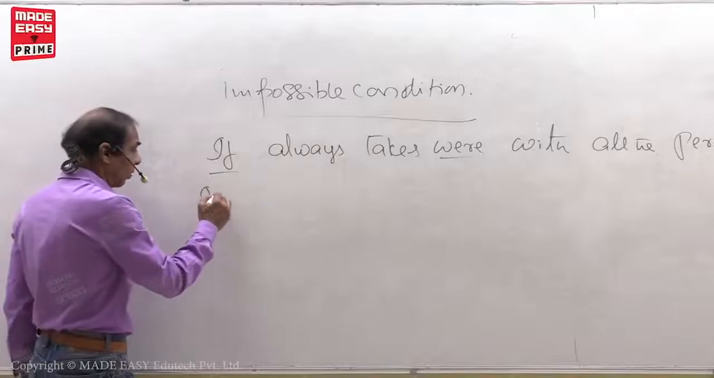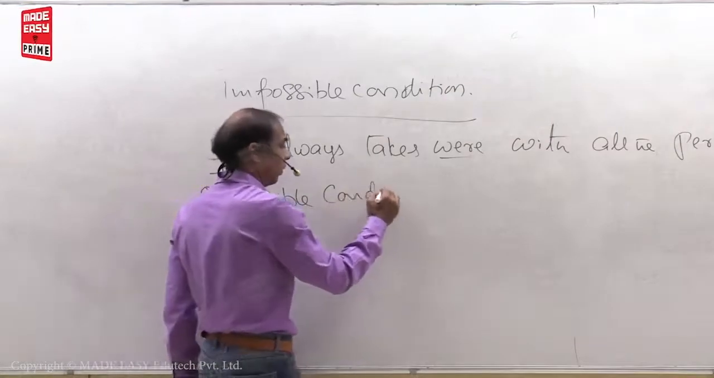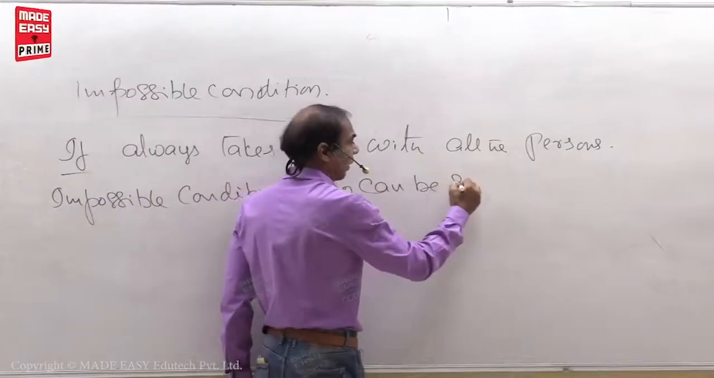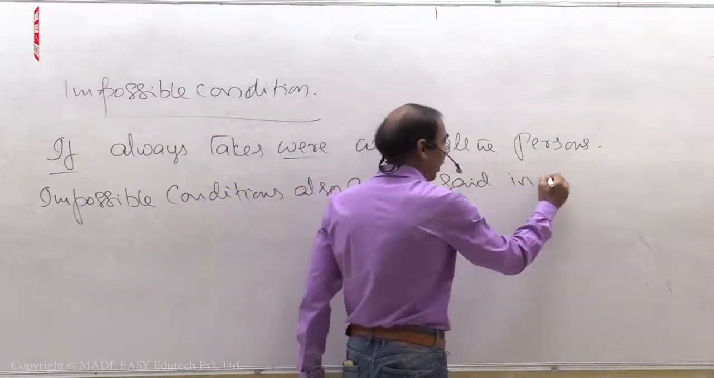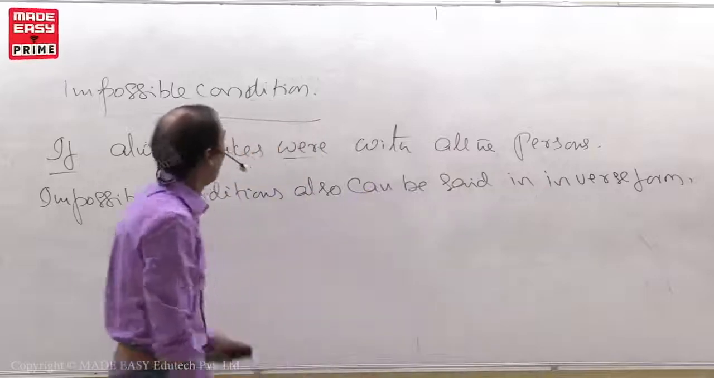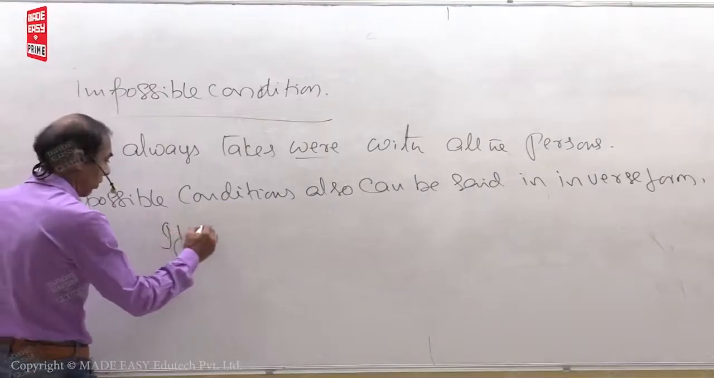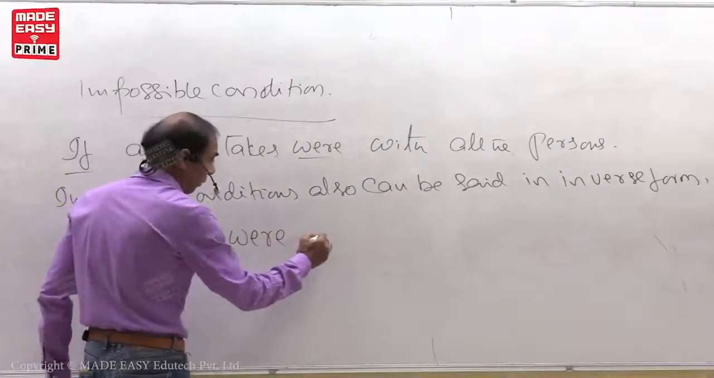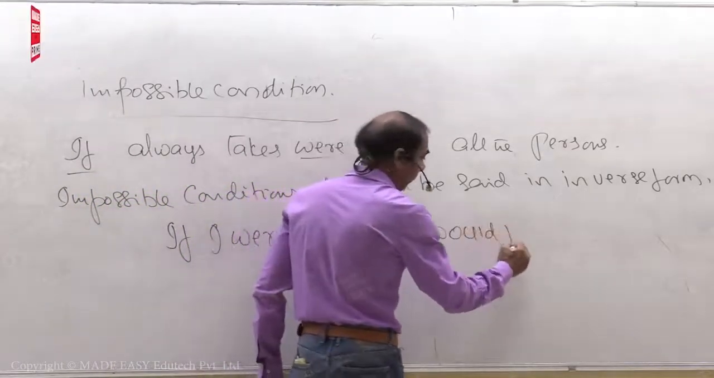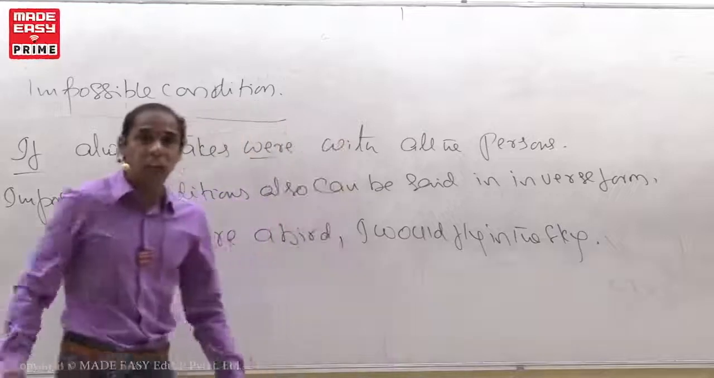Okay, impossible conditions also can be said in inverse form. For example, see, impossible condition. What is an impossible condition? See, if I were a bird, I would fly in the sky.